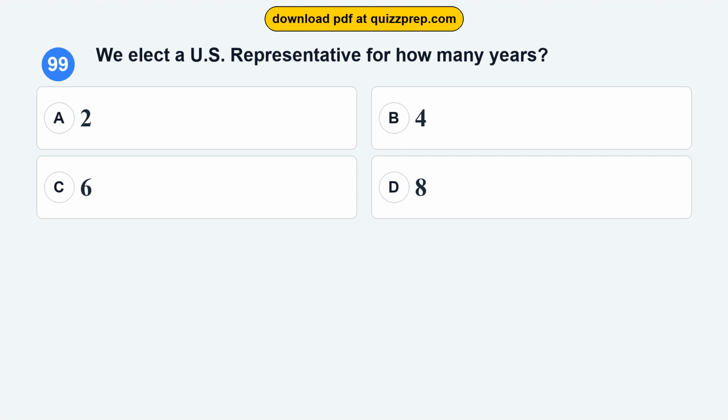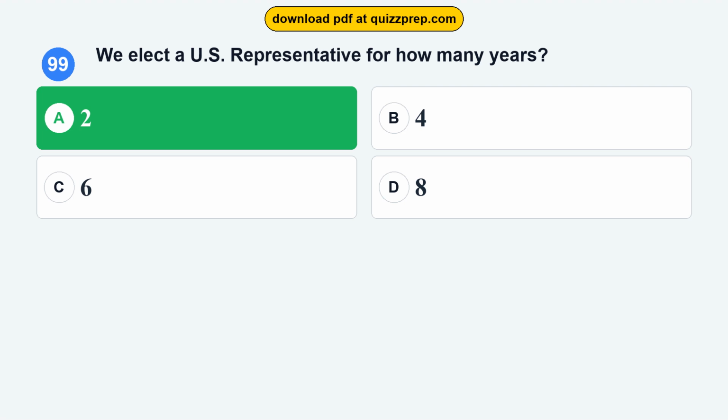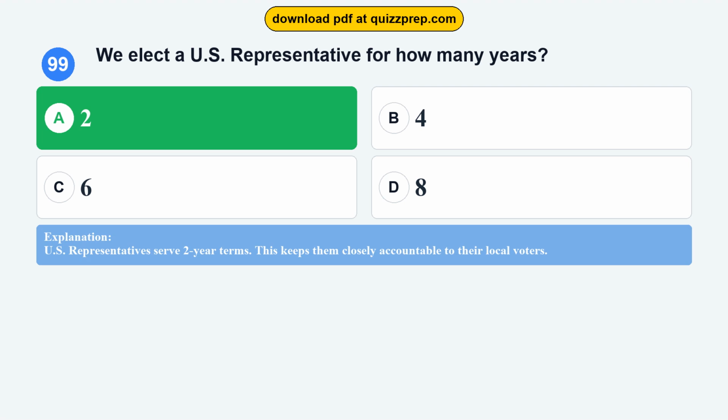Question 99. We elect a U.S. representative for how many years? Option A, 2. Option B, 4. Option C, 6. Option D, 8. The correct answer is option A, 2. U.S. representatives serve 2-year terms. This keeps them closely accountable to their local voters.